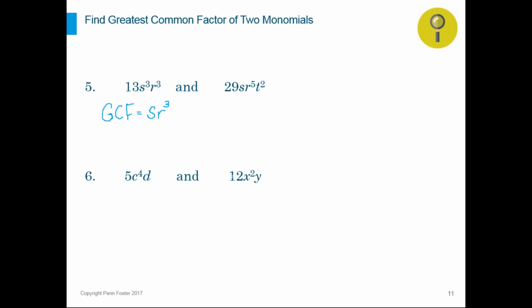Okay, we have 5 and 12. We know that there are no common factors between 5 and 12. You can do the tree. c and d, I don't see c and d's or x and y's in both, so there's no greatest common factor between those monomials.